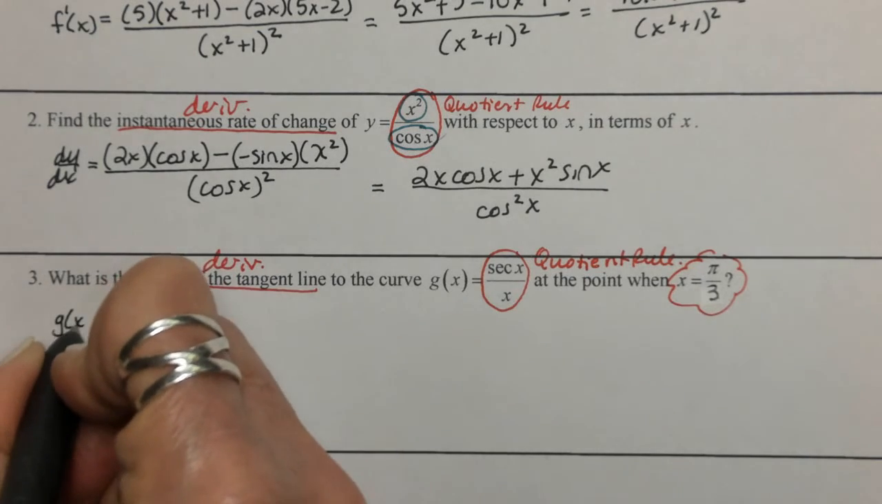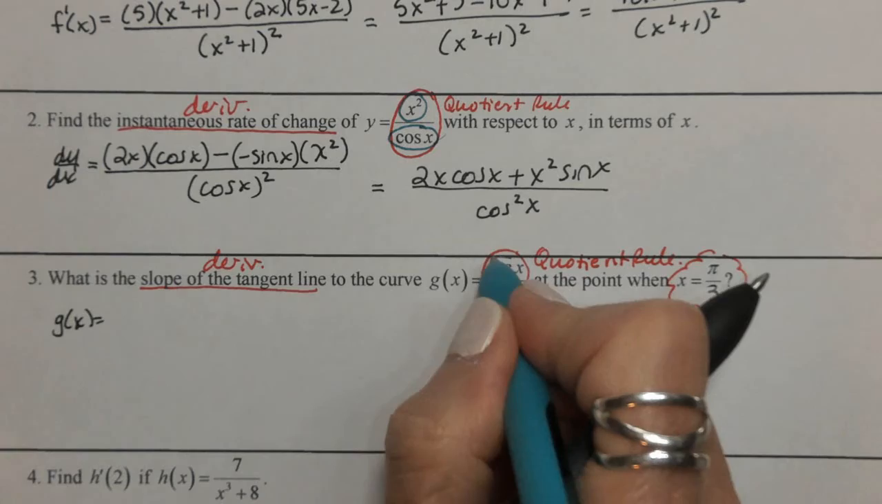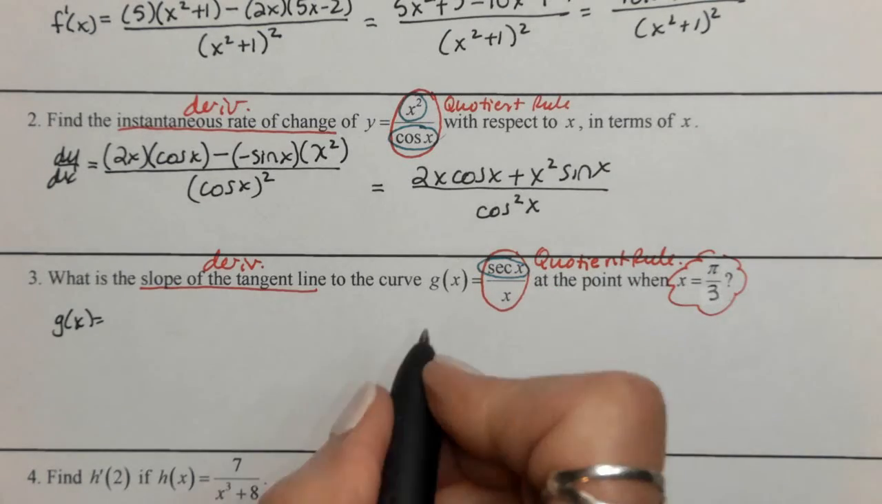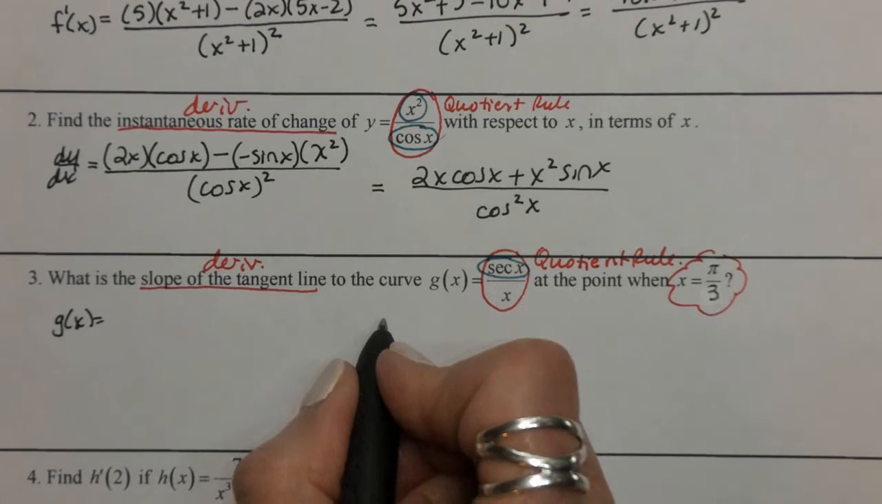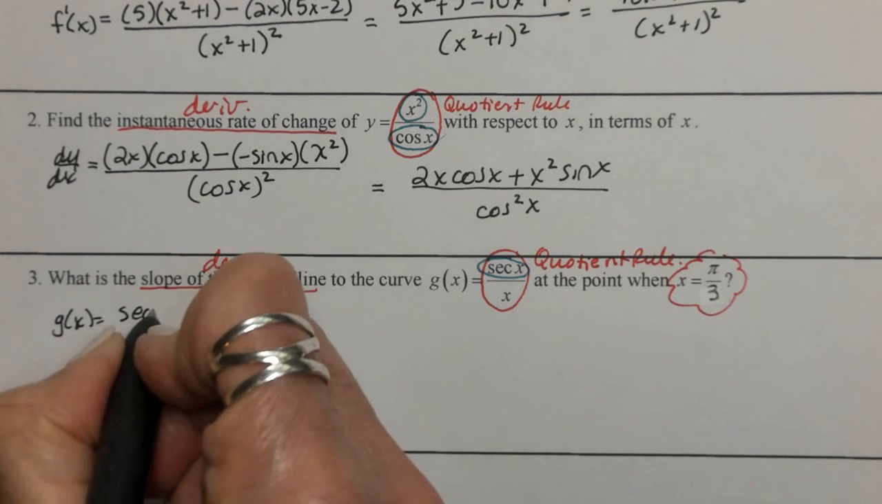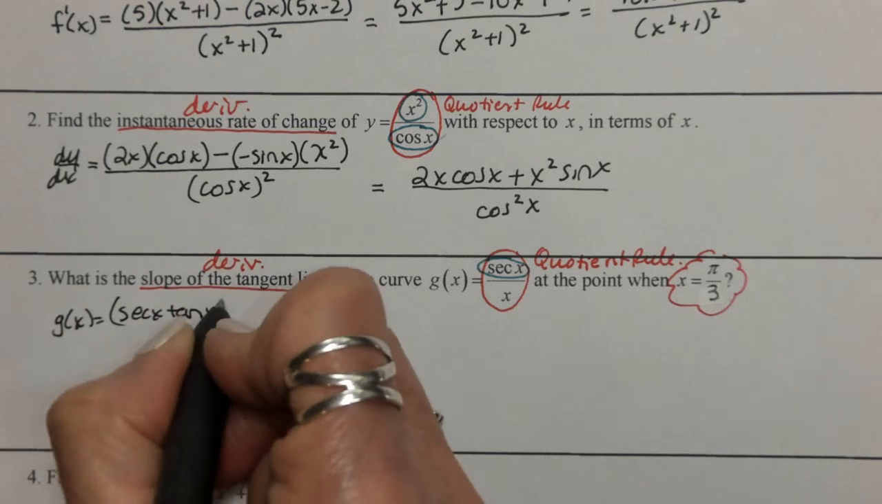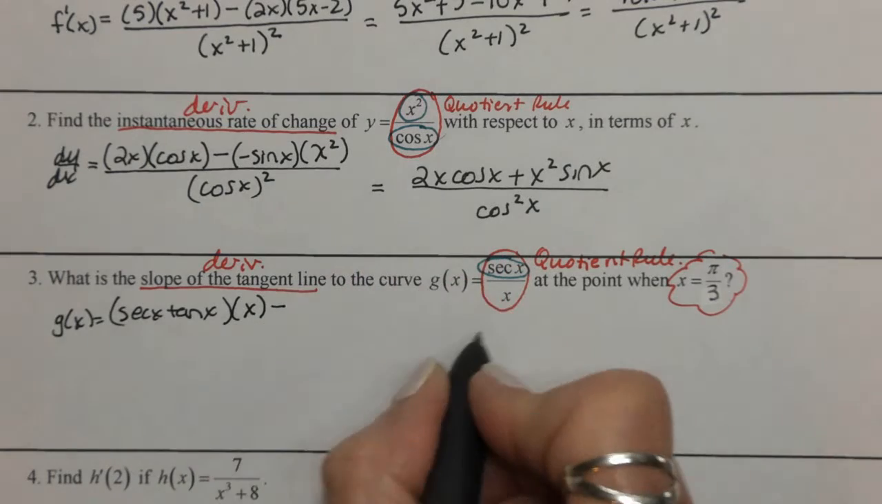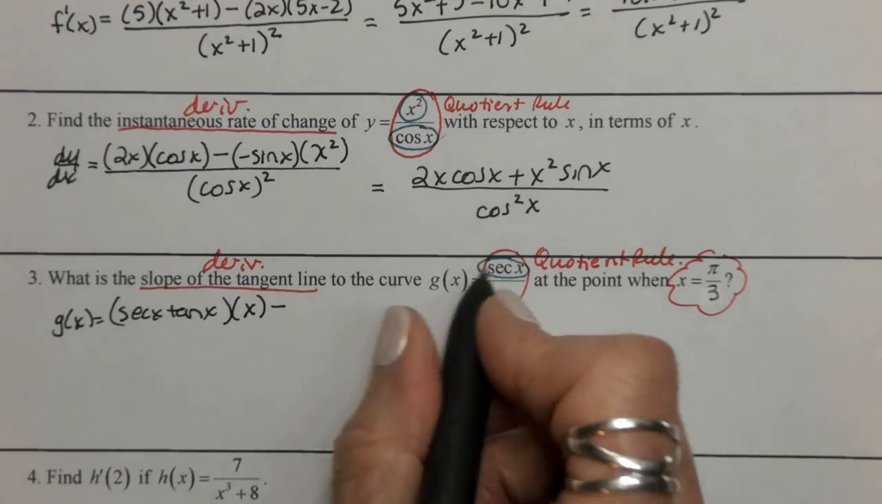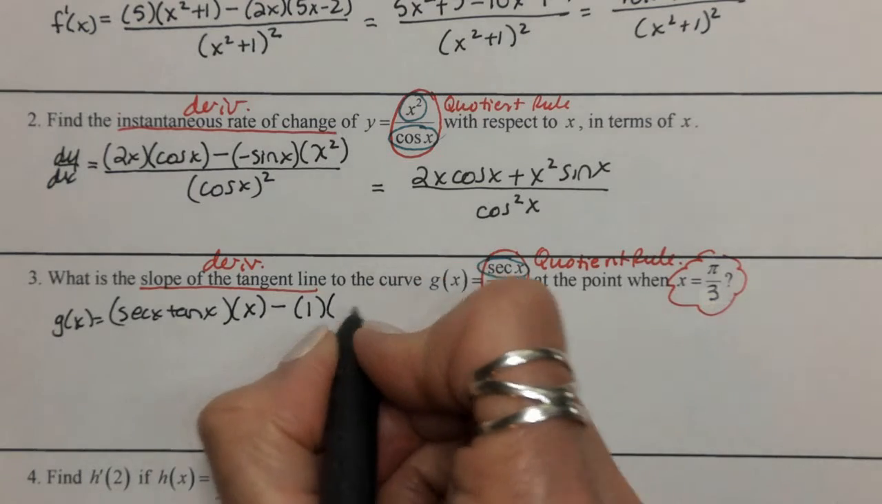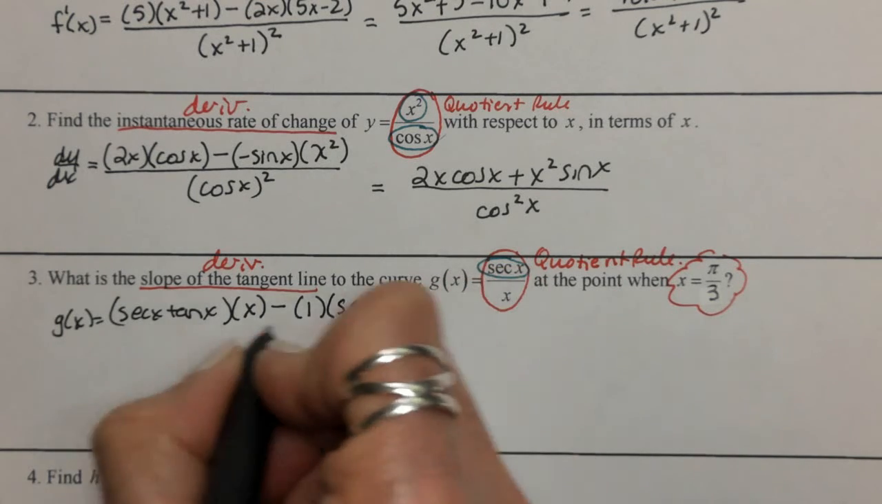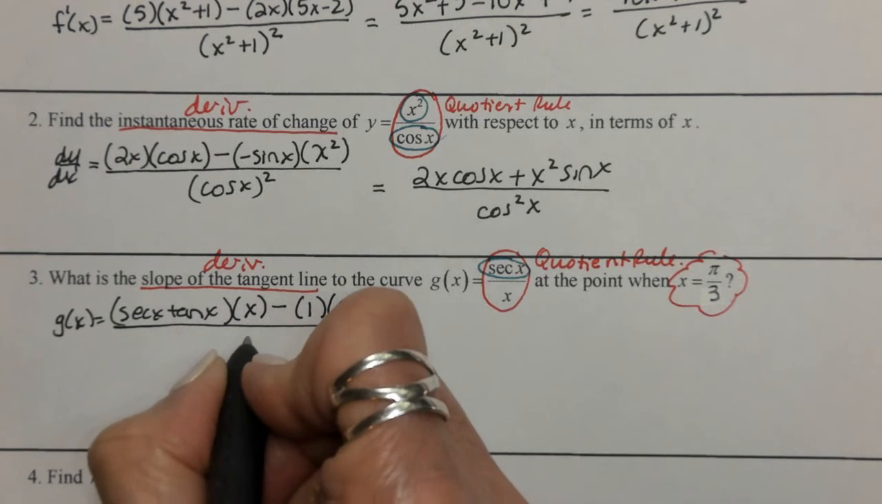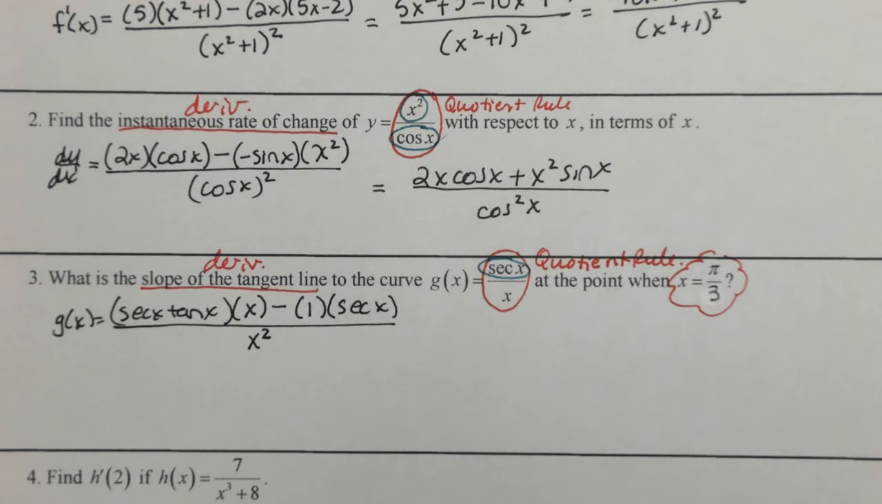Okay, so g of x is equal to, start up on top, take the derivative. The derivative of secant x is secant x tangent x. So secant x tangent x times the bottom left alone, minus, now the derivative of the bottom, that's just a 1, times the top left alone, all divided by the bottom squared. The bottom left alone, but squared. So that's g of x.